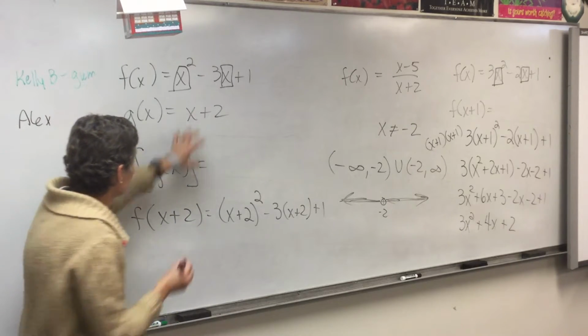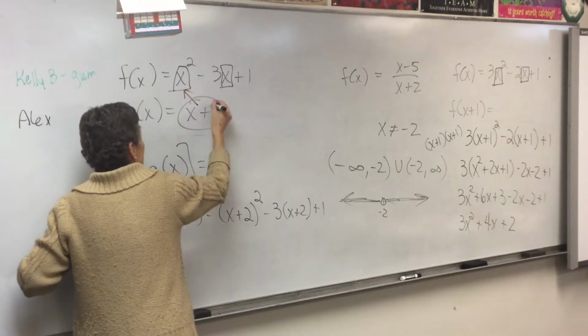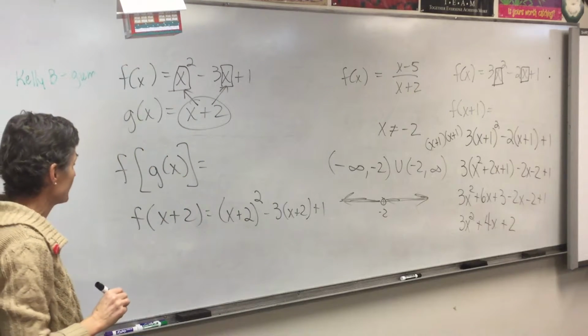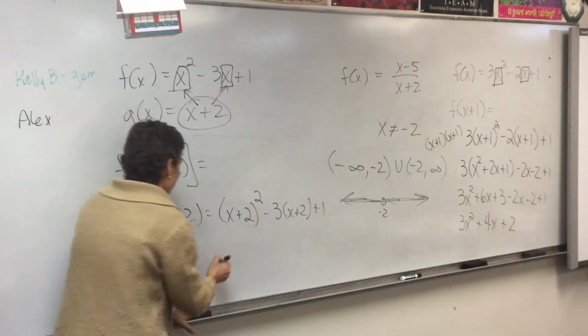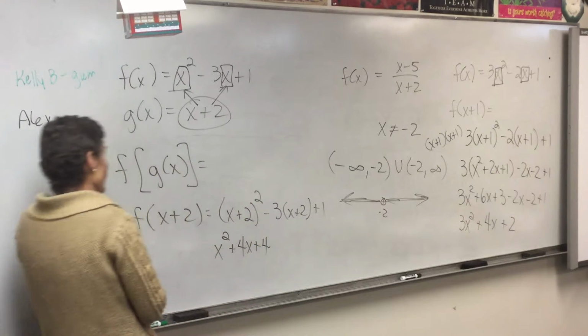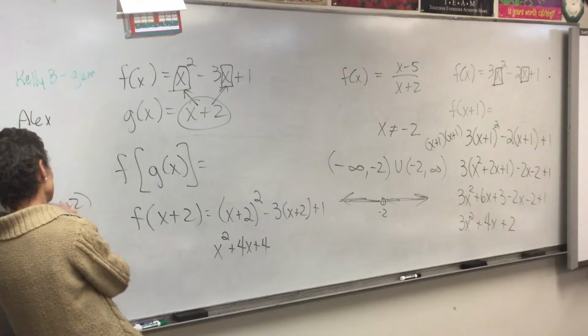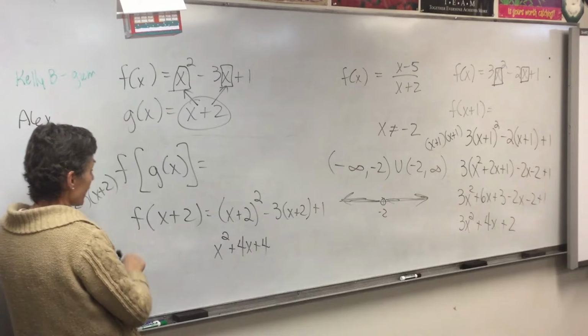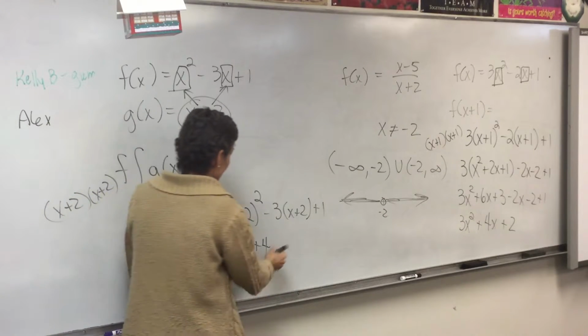Take the g function and plug it in to the f function. That's what this means. Put g into f. So now we FOIL. Now I can FOIL in my head because I'm old. You can't, so do it over to the side. FOIL: first, outside, inside, last.